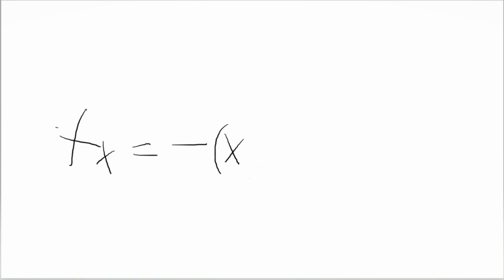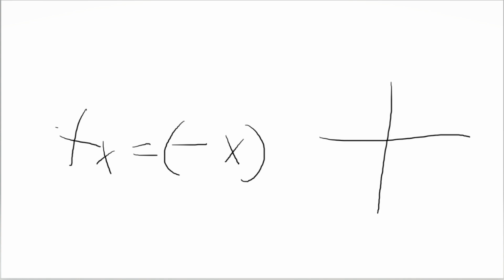If it was not in parentheses, it was just like this. If it was inside parentheses, that means it is a y-axis reflection. So it would go from looking like this to looking also like that. That's crazy.